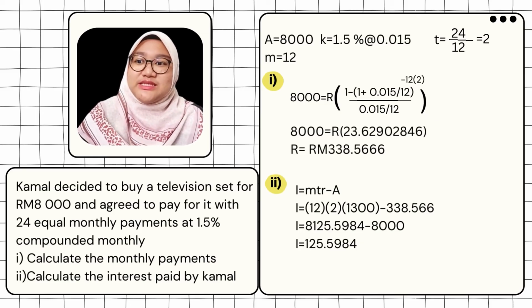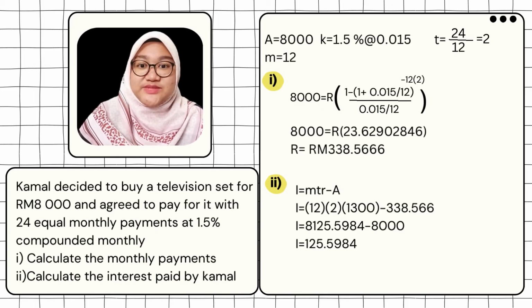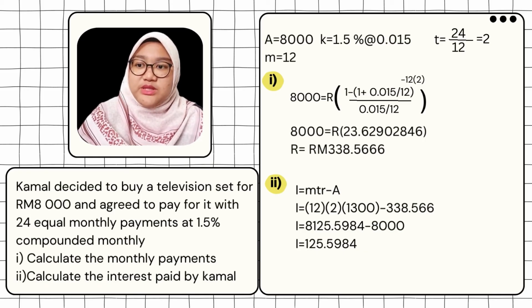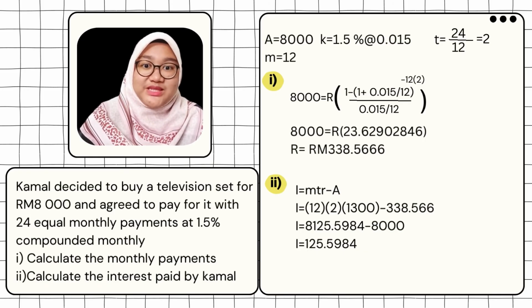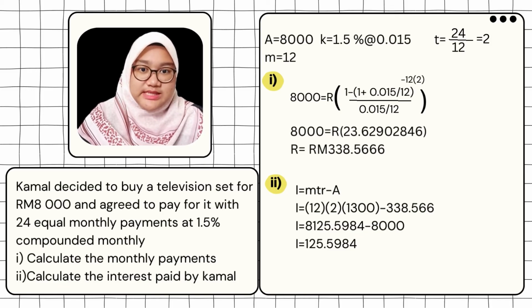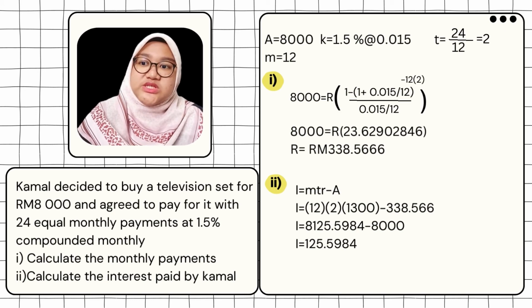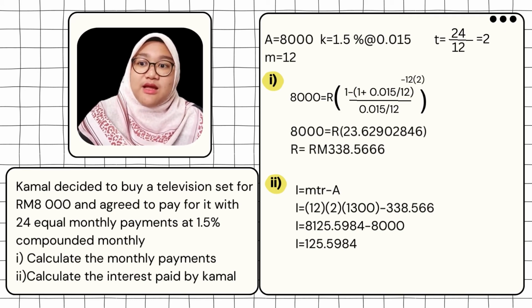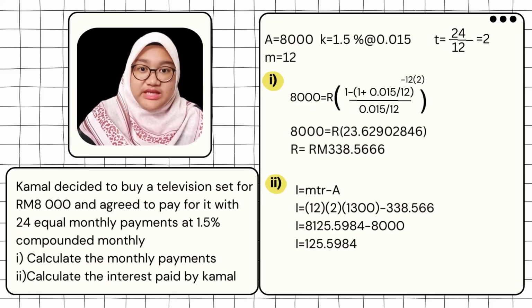So now let's see the second question. Calculate the interest paid by Kamal. To calculate the interest, you need to use the formula, which is I equals MTR minus A. The values are just the same as before, so you just need to insert the values and calculate it. So the interest that Kamal must pay is 125 ringgit and 5684 cents.